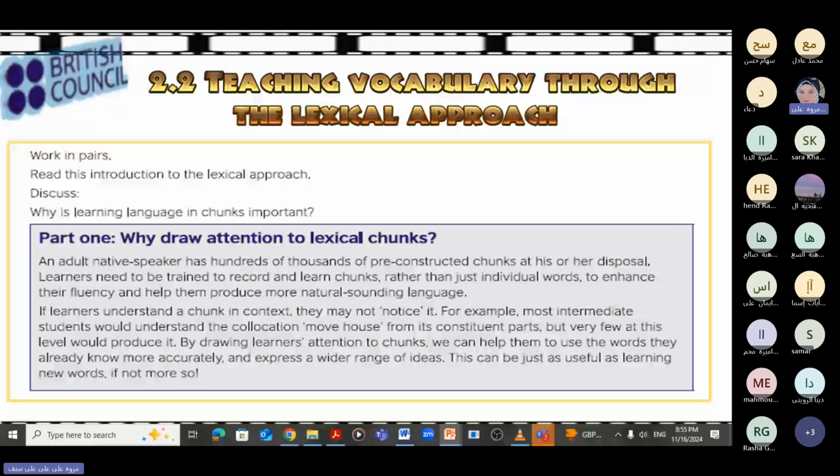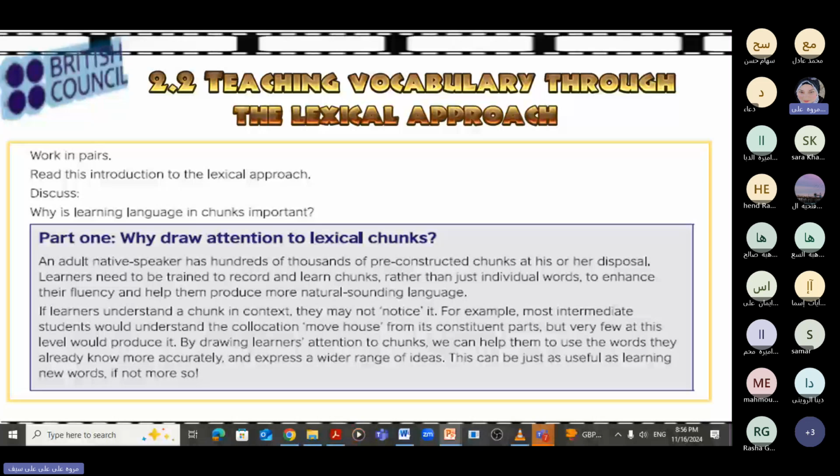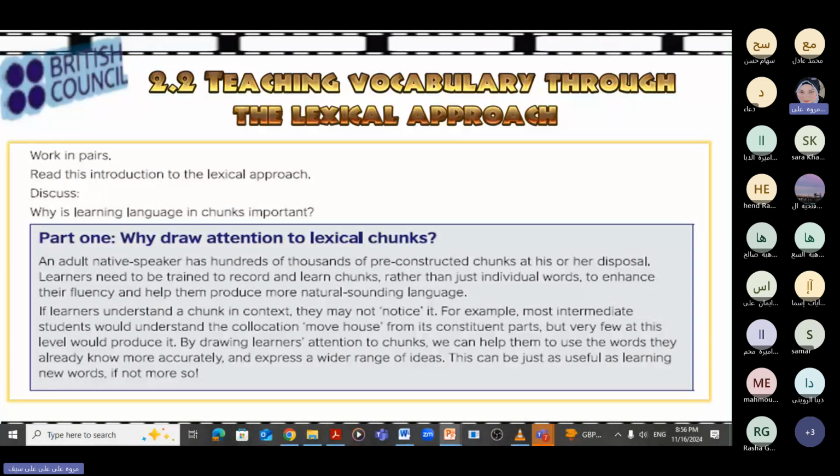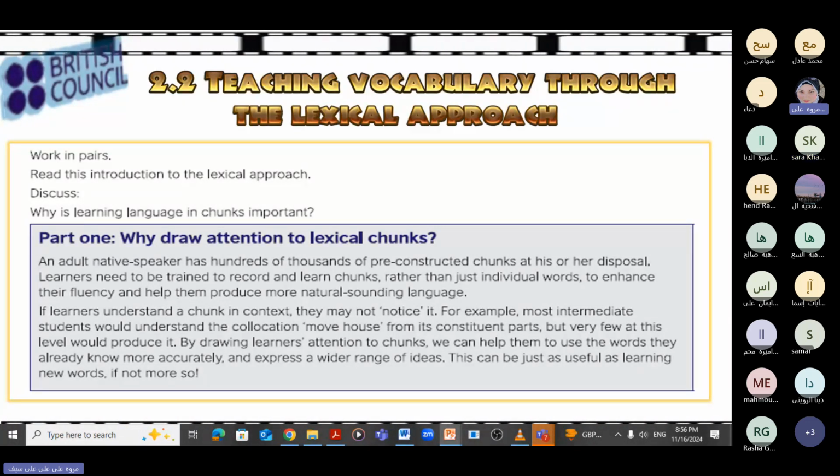Okay. What's the title of the paragraph that we have? Why draw attention to lexical chunks? Perfect. What question are we going to answer from reading this task? Why is learning language as a chunk better? Okay, or important. Very good. How many minutes do you have for this? Two. 2 minutes. Perfect. Start now.